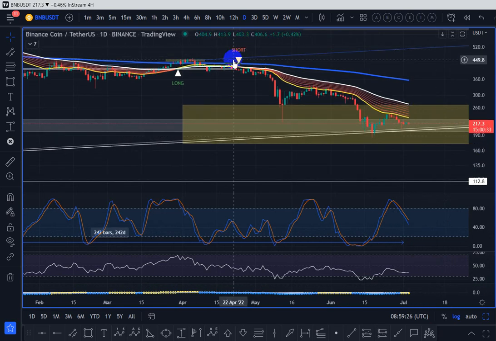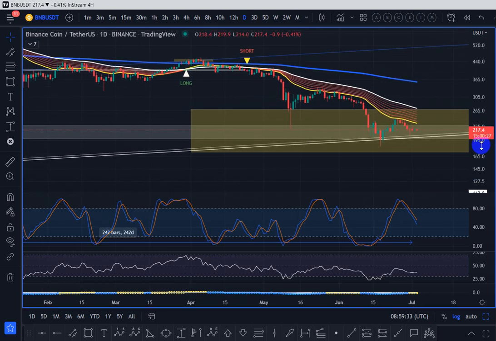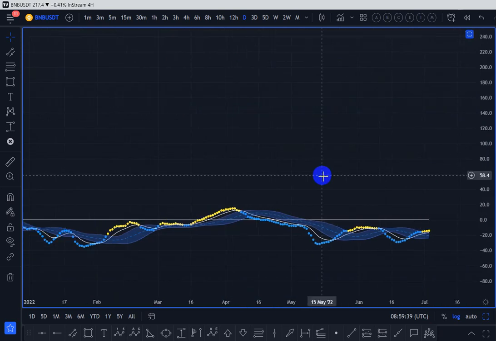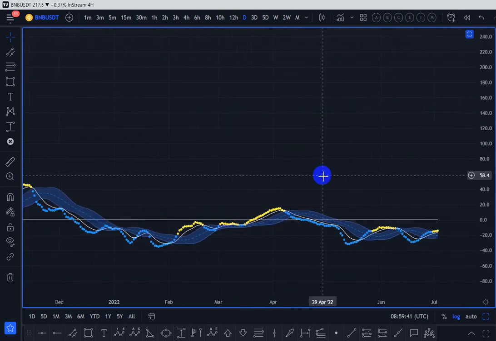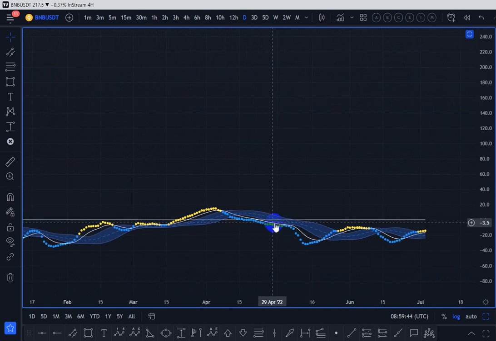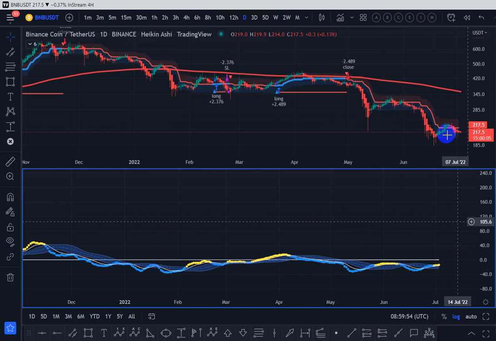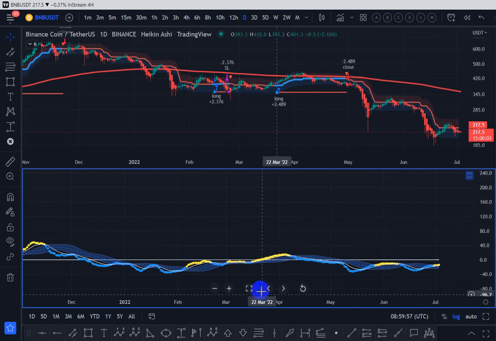Or I would also wait for the long signal on the EMA ribbons. These are like 3 factors that I would love to see before I go and add a little bit more on the BNB. Another thing with the in-stream trades indicator, I would love to see this white line cross the 0 line and go high. This will be another confirmation. So basically, that's all. That's how I analyze the charts.